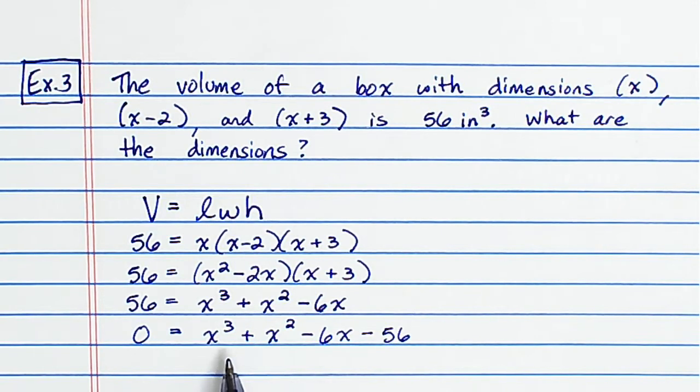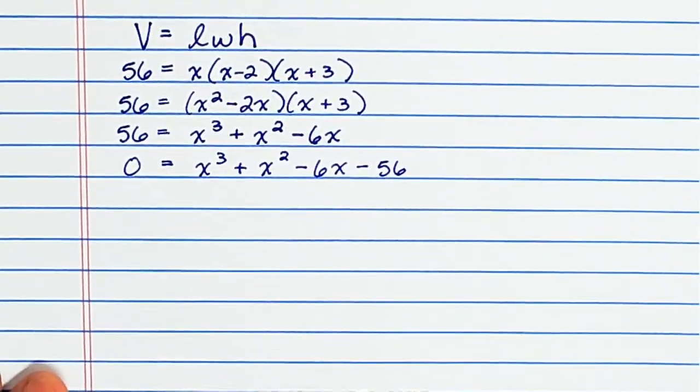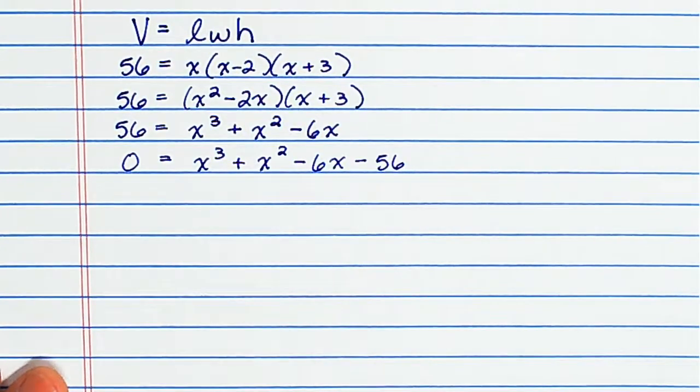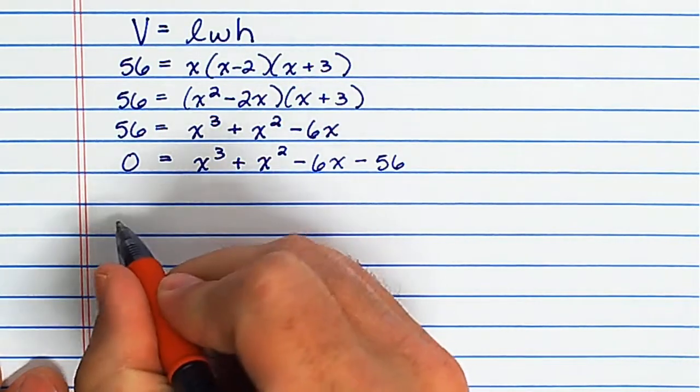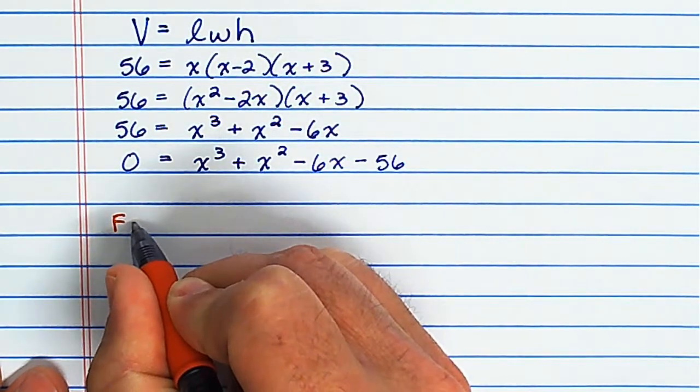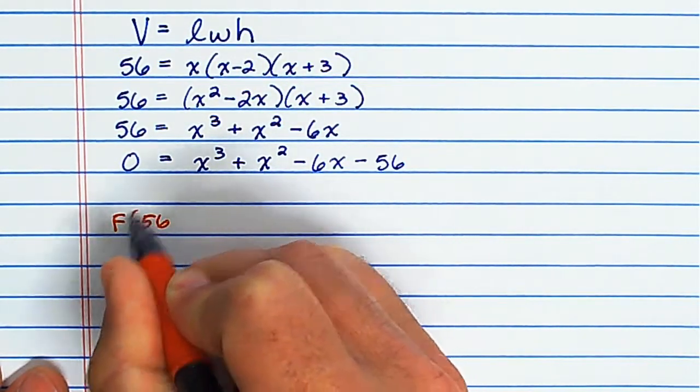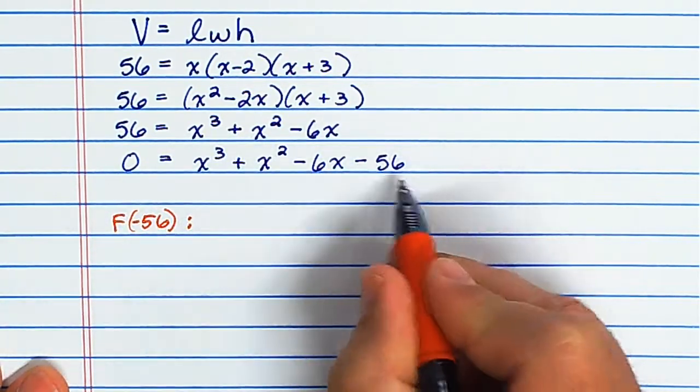I want to reiterate a really important fact. If grouping would work right here, you should always do it. Those are much faster methods. Grouping does not work, so I'm going to use the rational zero theorem. So I'm going to say the factors of negative 56, I'll put that in parentheses, from right here.